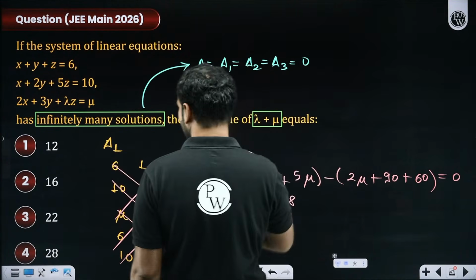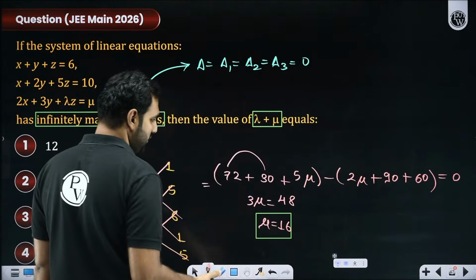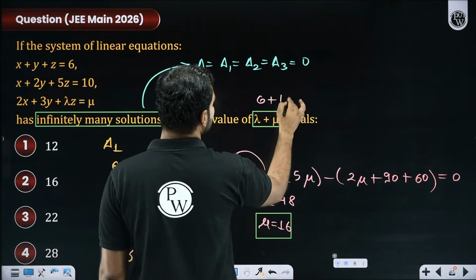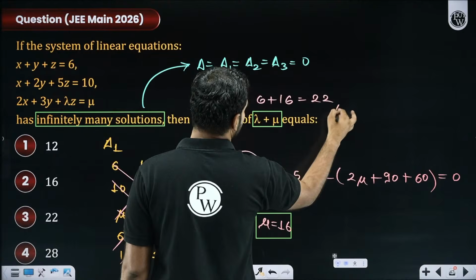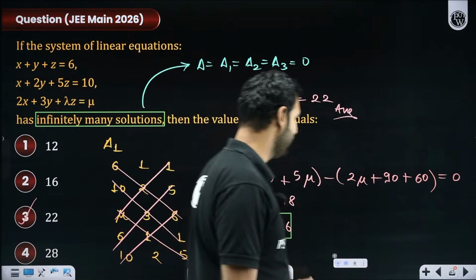This is how you commit silly errors, right? Despite being absolutely correct, you came up with something so silly. So lambda will be 6, mu will be 16. 16 plus 6 will be 22. That will be the answer, which is your option C. I don't know why I did that.